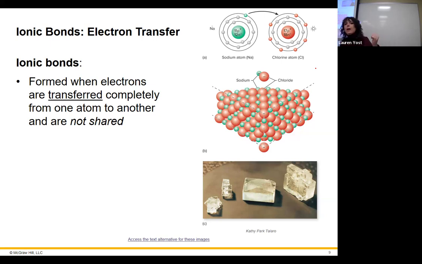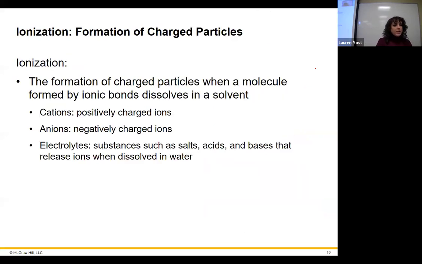Because of that electron that was donated to chlorine from sodium, now one is negative and the other is positive. That's what ionic bonds are about. They're about an actual transfer of electrons from one atom to the other. They're not sharing. Because they now have charges, they're going to have a pretty effective association with water because of the polarity of the water molecule. That makes sense. That's why they dissolve pretty easily in water. Whenever we dissolve ionic compounds like sodium chloride into water and they dissociate that way, that's called ionization. And then we have the cations.